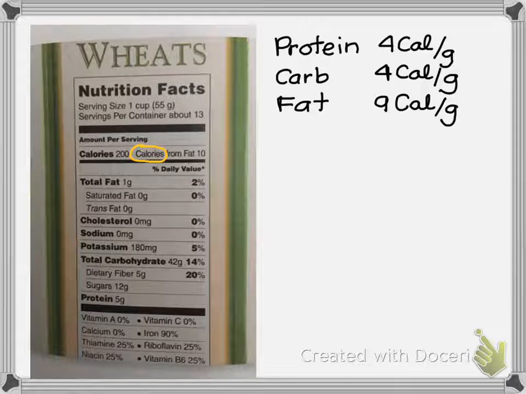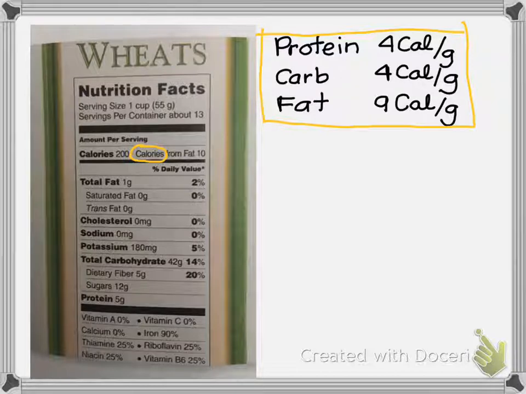Now, each type of food or each type of molecule gives off or contains a specific amount of energy. And here is the relationship between the category of the compounds and how much energy they have. So both proteins and carbohydrates release 4 calories of energy per gram, but fat releases 9 calories per gram. So if we know the breakdown of the different substances in a sample, we can predict or estimate the calories that would be in that sample.